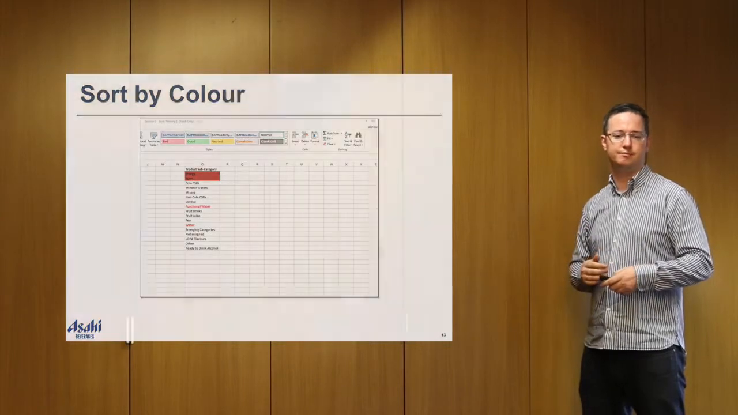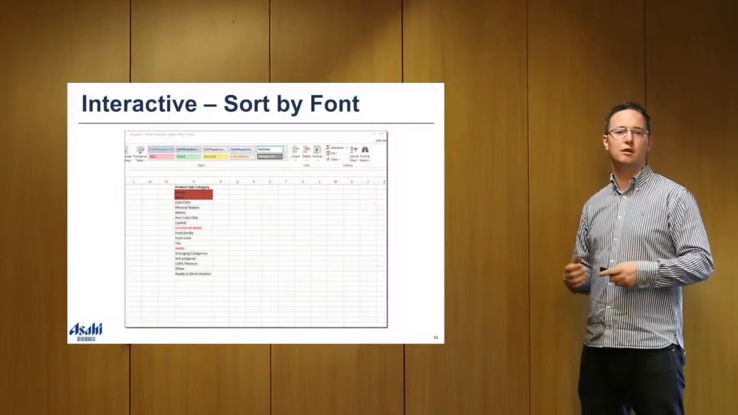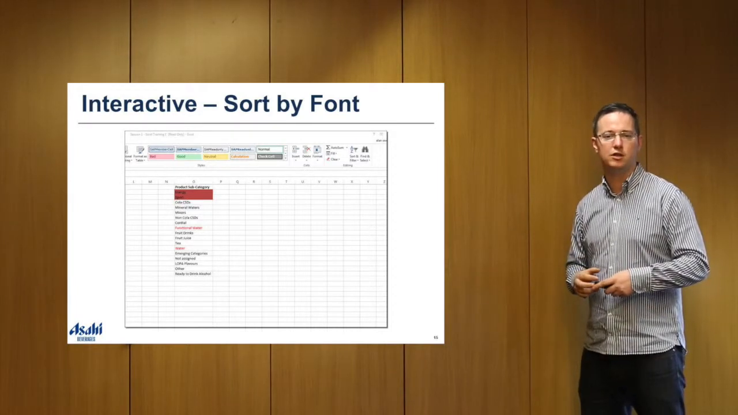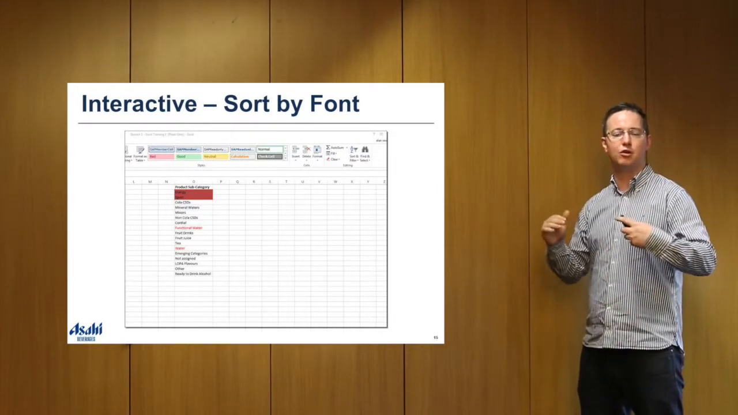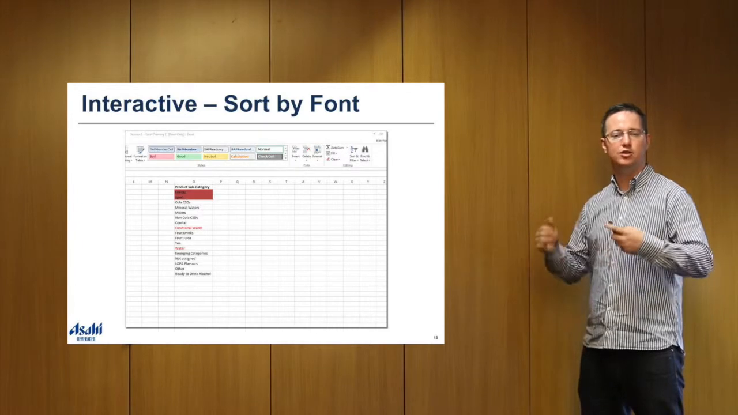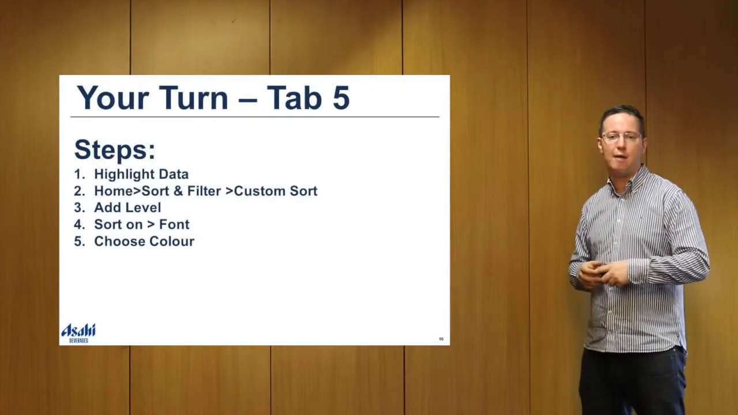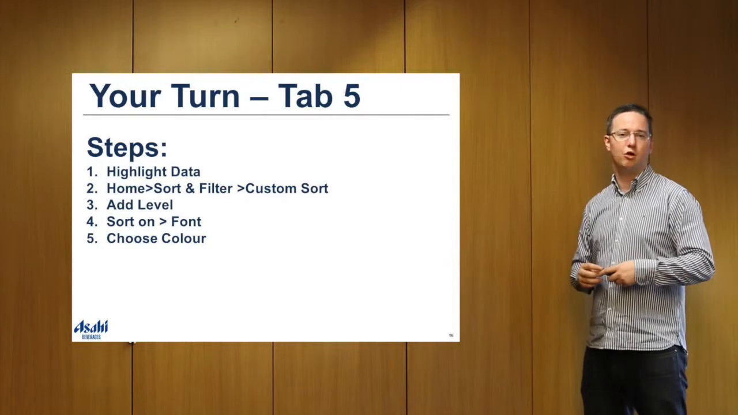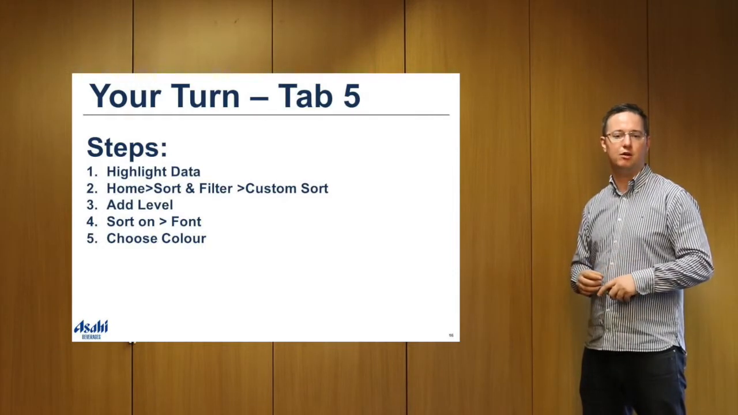at the top. So next, we're going to have the interactive part of this for you guys to sort by font. So we're going to add another layer of sort beyond the cell color to do it by font color. So now it's your turn on tab 5 in the workbook to have a go. So now, so we'll all be on the same page with sort by font, let's look at the video.